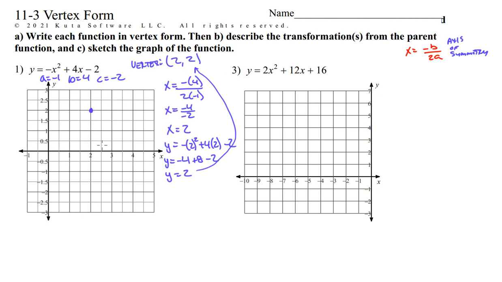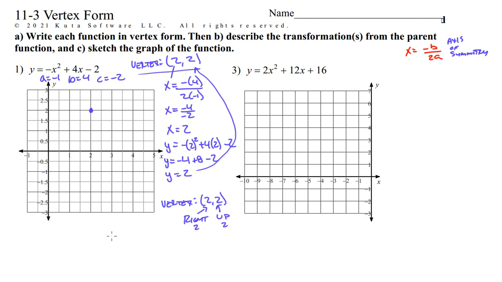Okay? Now it says write each function in vertex form. So since we know the vertex is 2, 2, here's what we can do. We can actually think of these as shifts, right? This 2 means that we shift to the right. I'm going to write this somewhere different so we can see it better. So since our vertex is at 2, 2, that means we shifted to the right 2, and then we also shifted up 2, right? Because that's a positive 2.